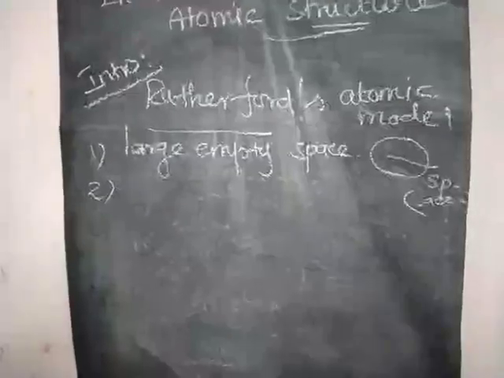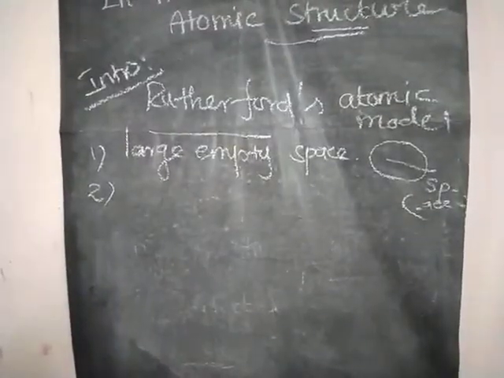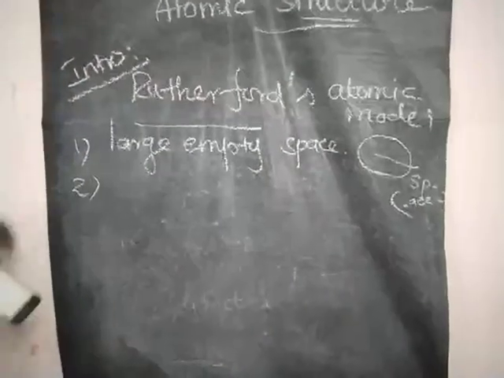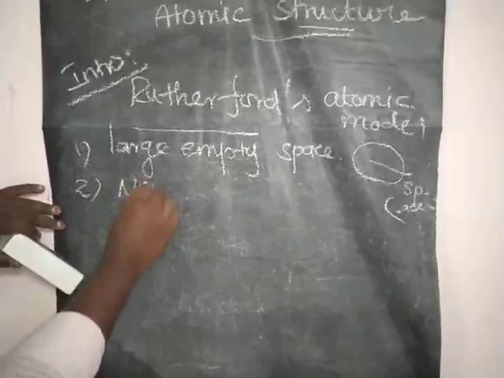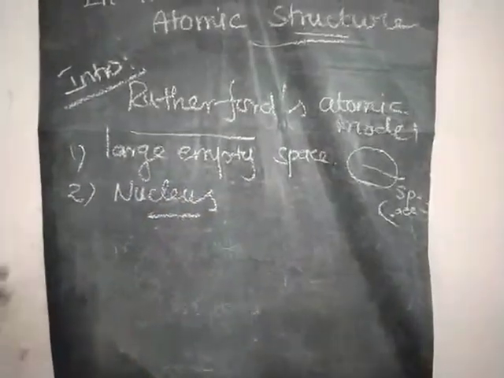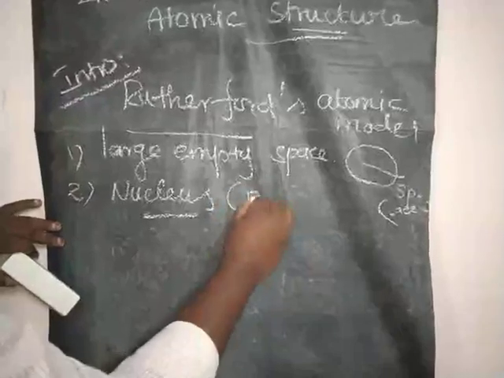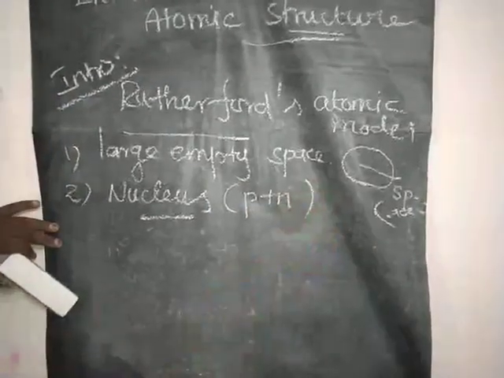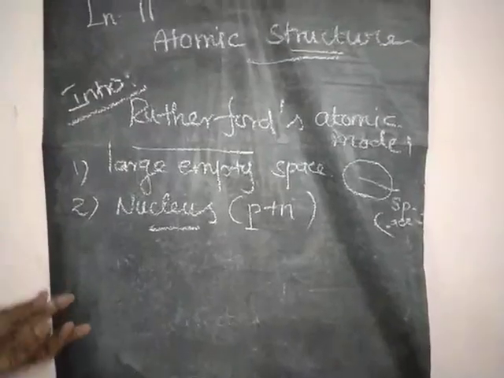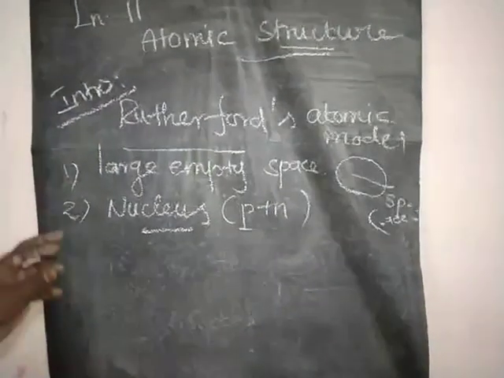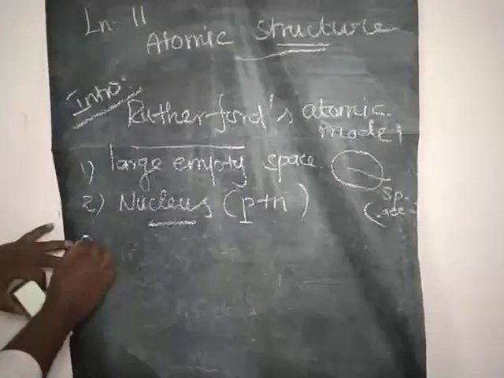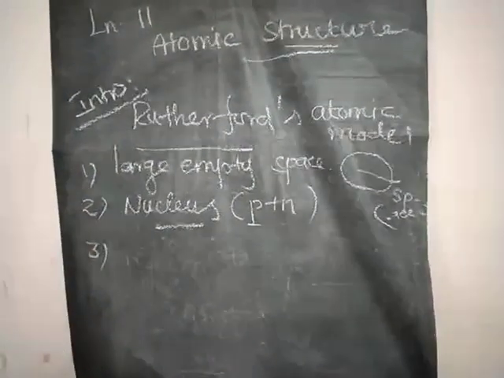Second, there is a positively charged mass present inside an atom, that is called the nucleus. Why? The nucleus is made up of a number of protons plus neutrons. Neutrons have no charge, protons have a positive charge. The positive charge of the matter or mass present inside an atom is called the nucleus.